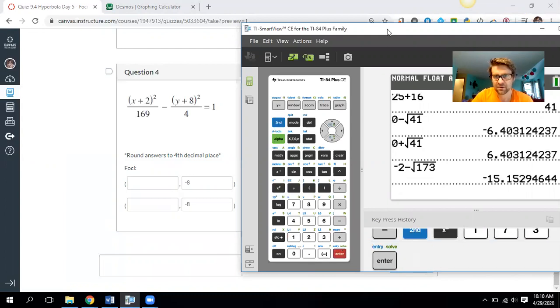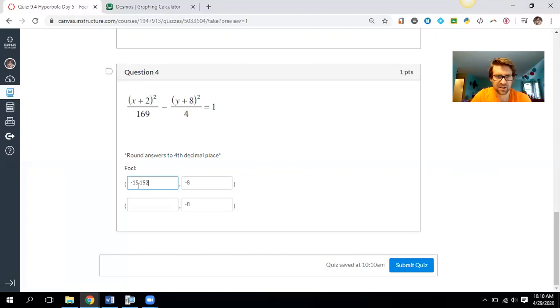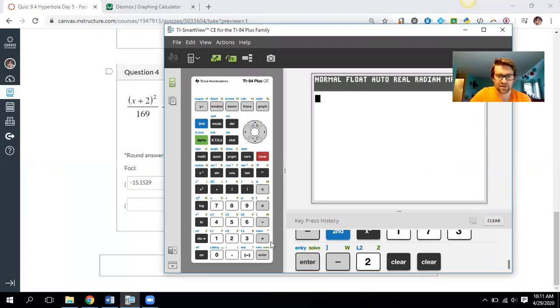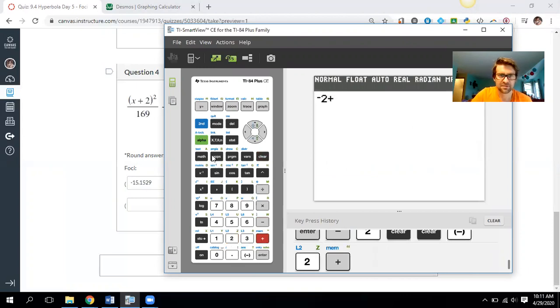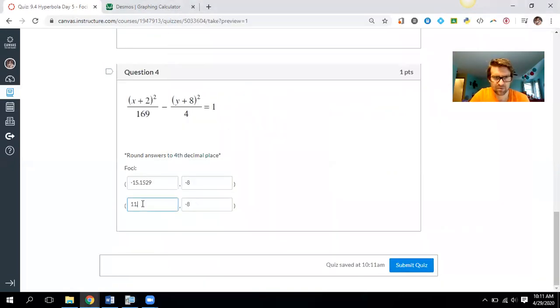We'll press enter. We get -15.1529. And then we'll do the exact same thing, but with -2 plus the square root of 173. It's 173, right? Yeah. Now you can see this one comes out a little bit different because we didn't have 0 there. So we got 11.1529.